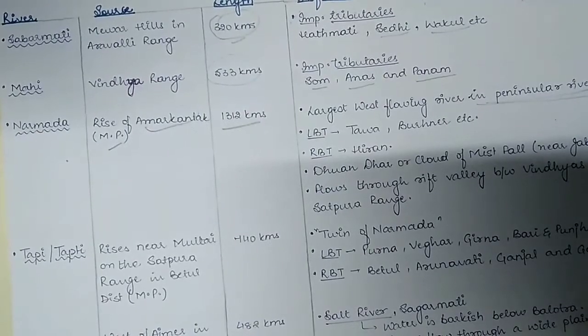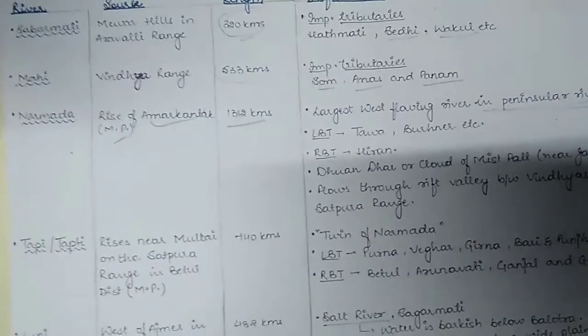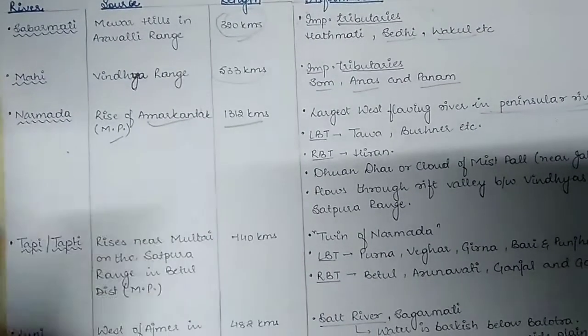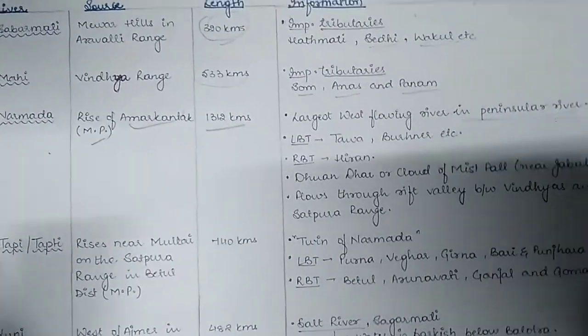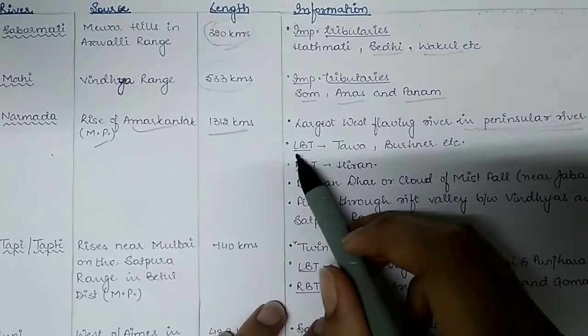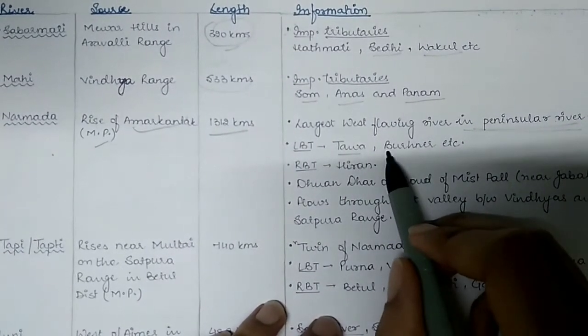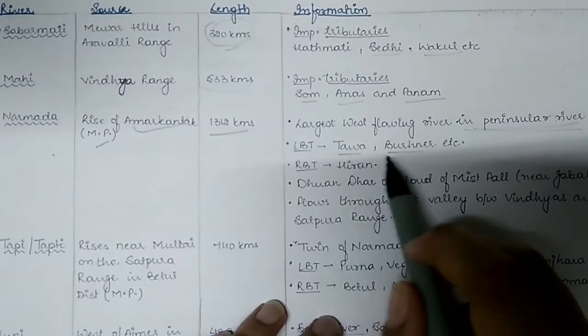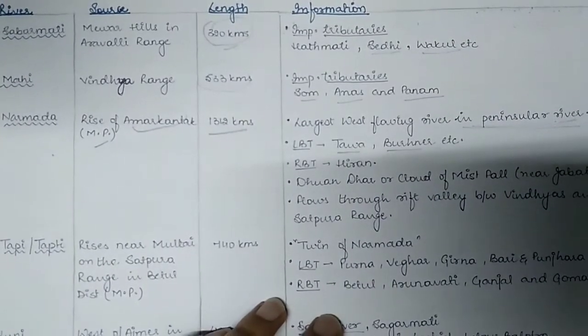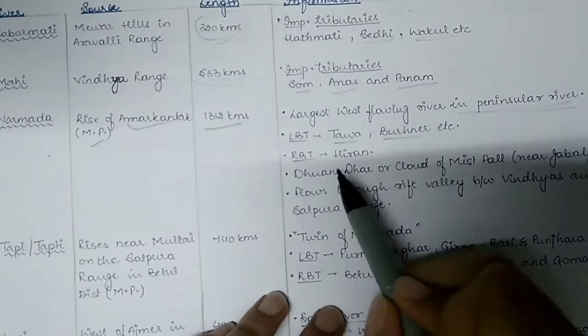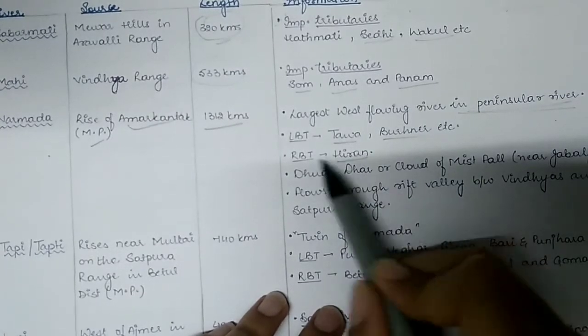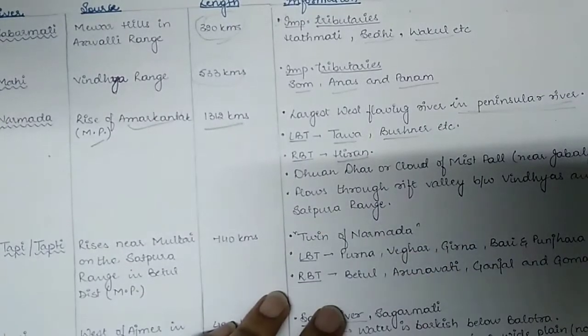Which one was the largest east flowing river? It was Godavari. Now if we talk about its left bank tributary, we have Tawa, then we have Banher. So these two are the left bank tributaries, and the right bank tributary is Hiran.